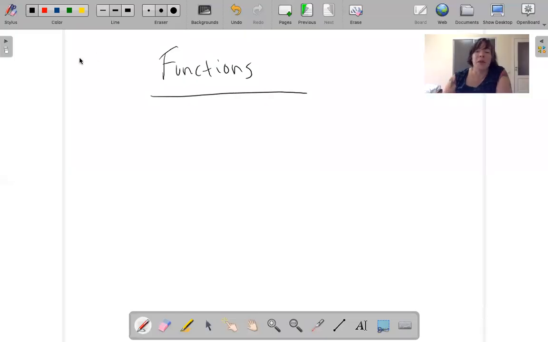Hey guys, we're going to talk about functions. When you hear the word function, what do you think? Well, I hope you think job. Kind of a function is how does something work? What is this thing used for? And so I kind of like to think of functions as jobs.